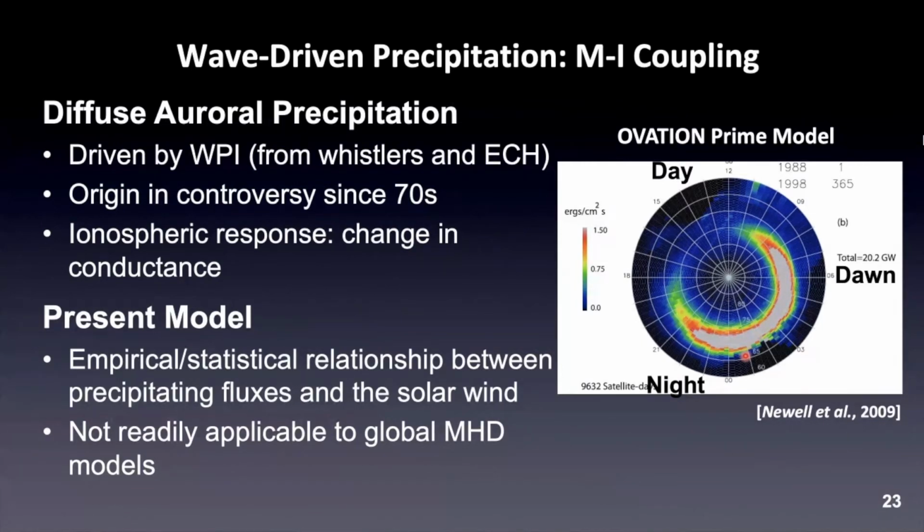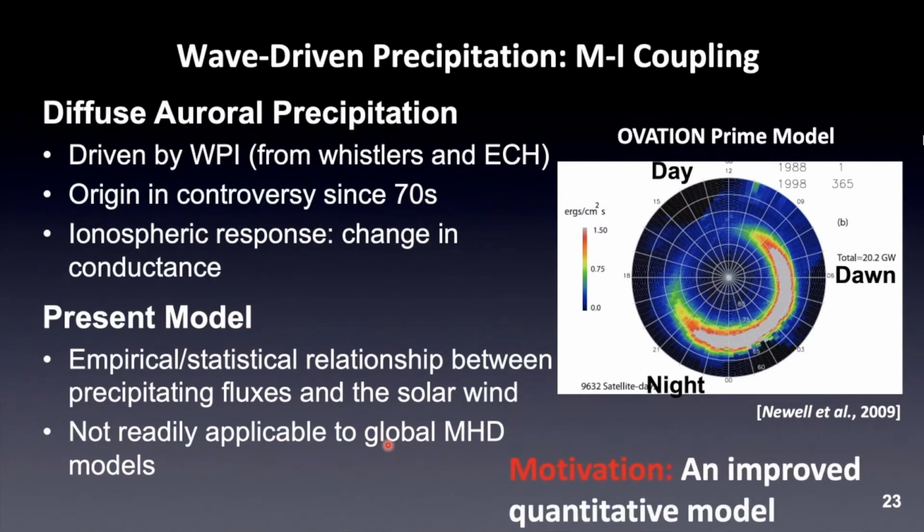Parameters raised as the average solar wind quantities. But these models are actually not ready to be applied to the global MHD models. That's why here we are motivated to build an improved precipitation, or more directly, conductance model by modeling the wave-particle interaction process directly driving this diffuse aurora precipitation.